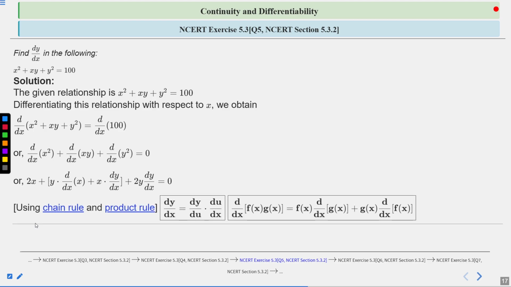Now using chain rule and product rule, we can calculate. dy by dx is equal to dy by du into du by dx. And d upon dx of f(x) into g(x) will be equal to f(x) into d upon dx of g(x) plus g(x) into d upon dx of f(x). Got it?